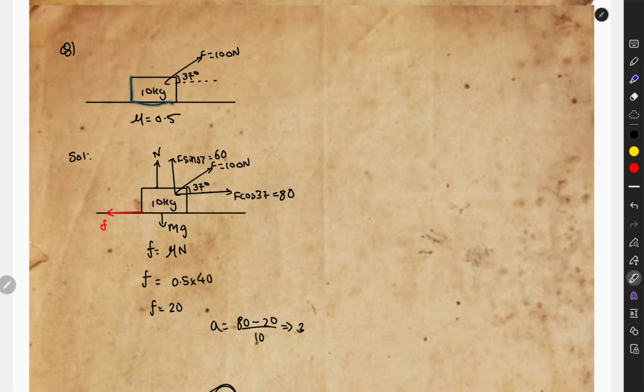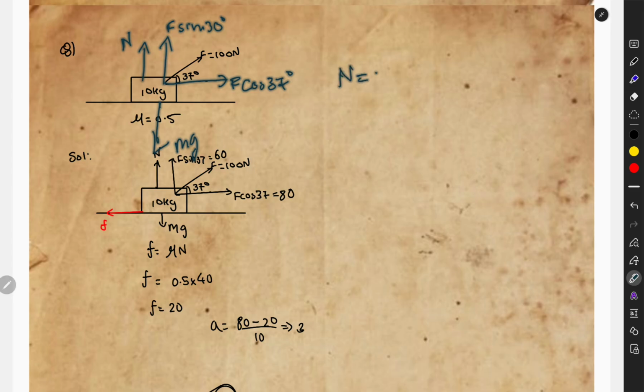So if there is a block of 10 kg and the force acting on it is 100 Newton, and it makes an angle of 37 degrees with the x-axis. Okay, so mu is equal to 0.5. So you can take two components, which are F cos theta and F sin 37. So this will be mg, and here will be the normal force.